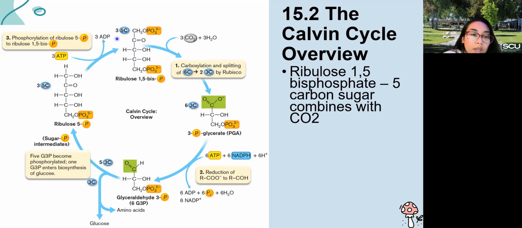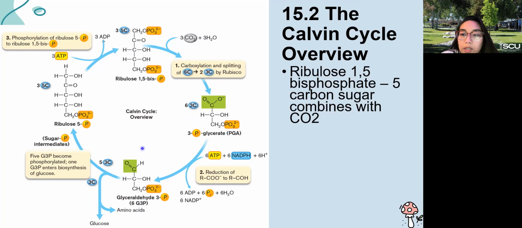Notice, by the way, that they're saying 3 and 6. The reason why is because when you complete the Calvin cycle, you actually go 3 times around. But I just want to keep it simple. 1 of these combines with 1 CO2 to make 2 of these PGAs. And then eventually, at one point, we make 2 glyceraldehyde 3-phosphates.